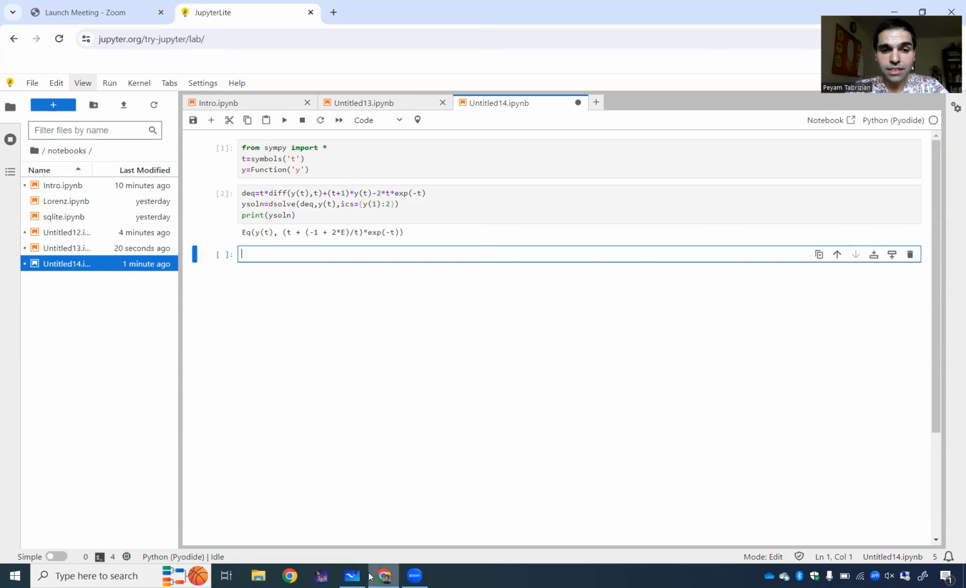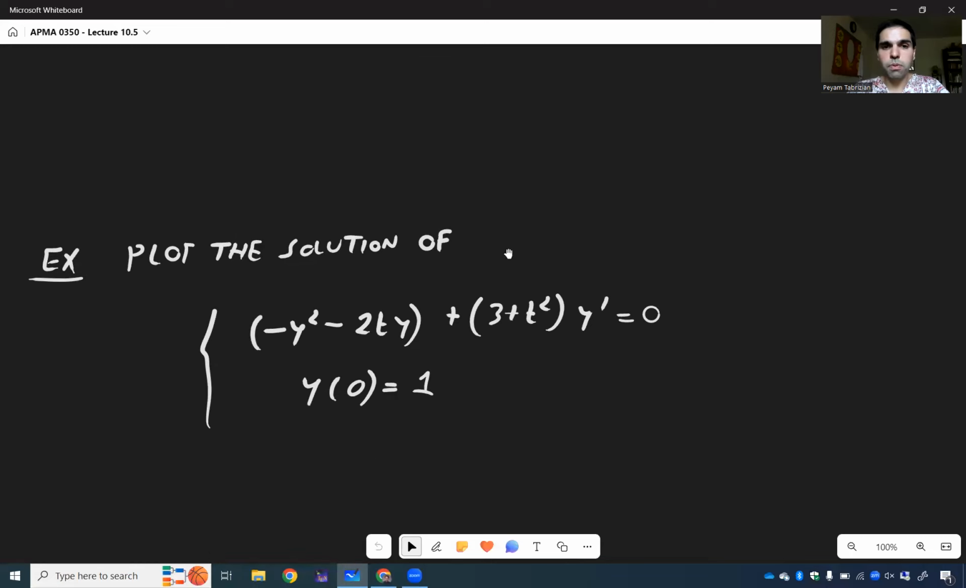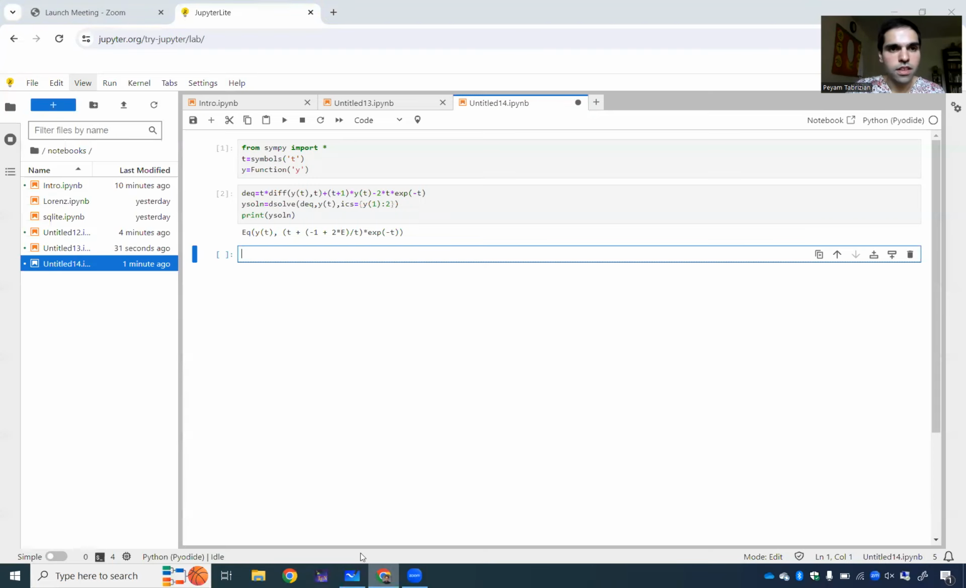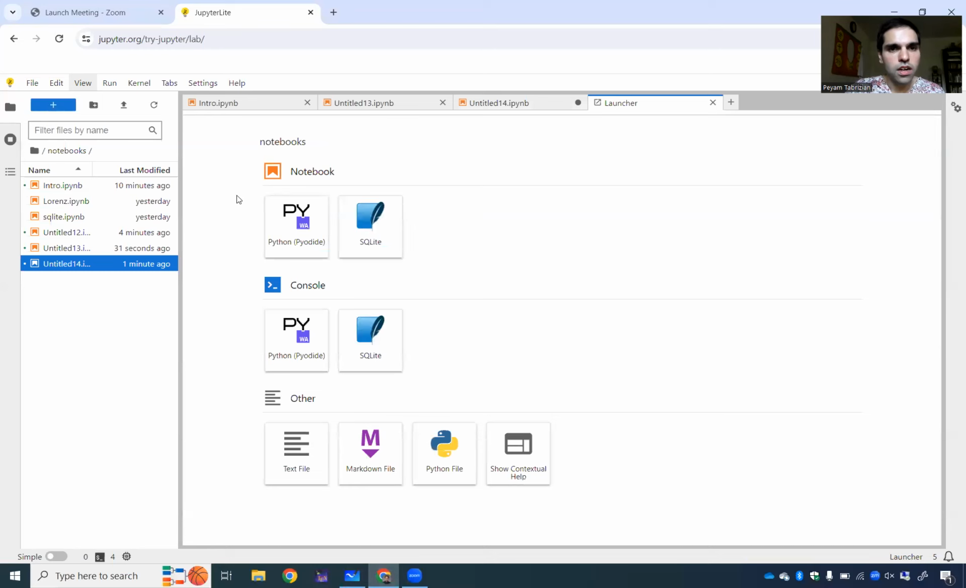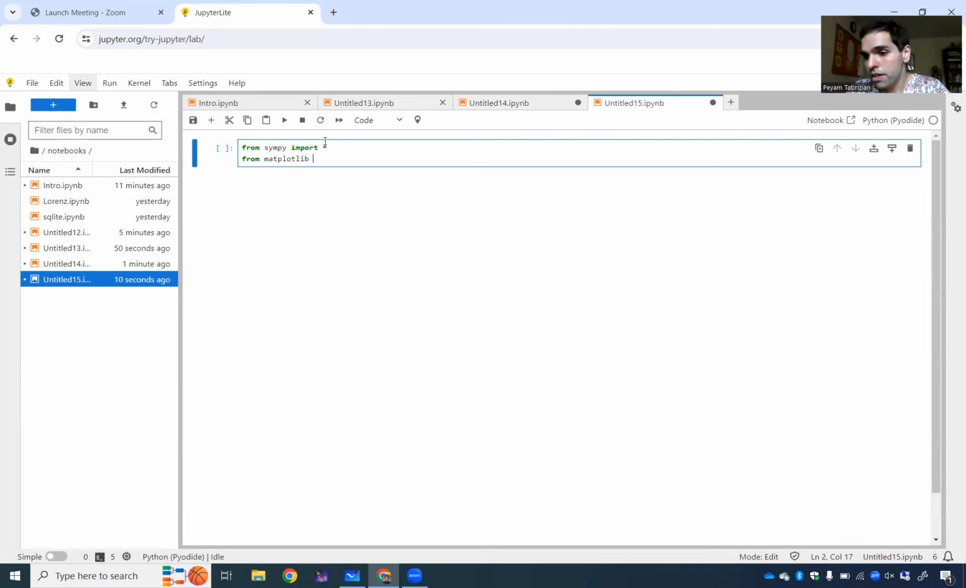And last but not least, we can even plot solutions. So let's plot the solution of this differential equation. Again, same thing as before. Let's open up another notebook. So again, from SymPy, import star. Again. And now we need to import the plotter. So matplotlib, import pyplot as plt.